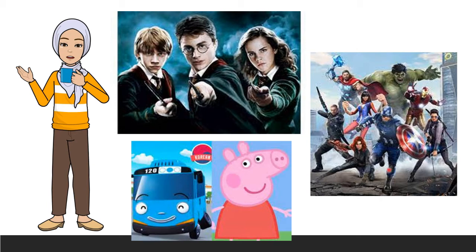Other than that, we have the Avengers. These are the main characters. And how about the supporting characters? For example, Loki and Thanos. They are both antagonists for the story. That's why the movie is very interesting. There is a bad guy, there is a good guy. How about Peppa Pig and Tayo? Both of them are main characters. How about this character? Well, this one is set to represent me as the main character for this video.